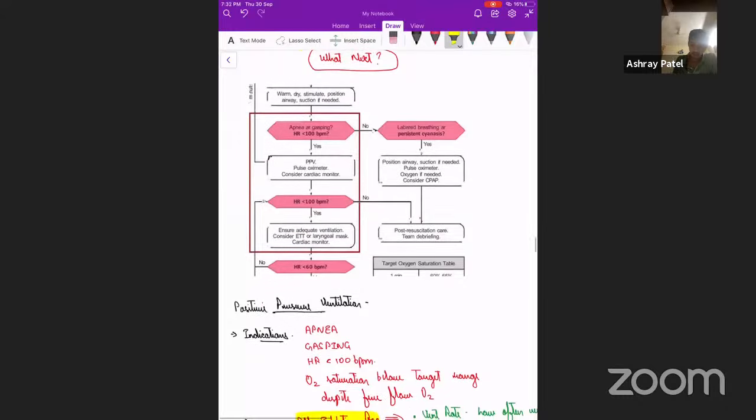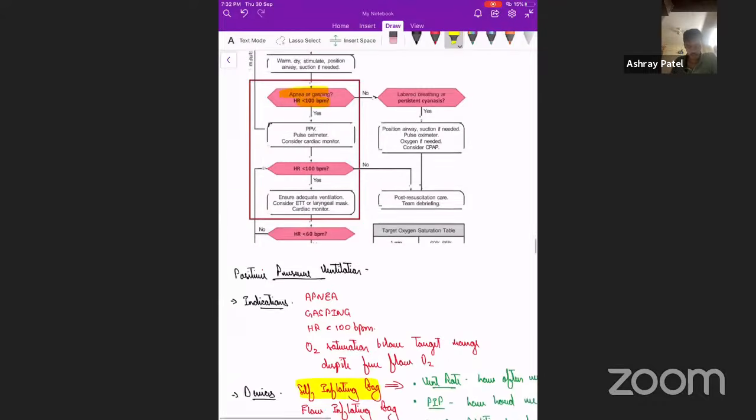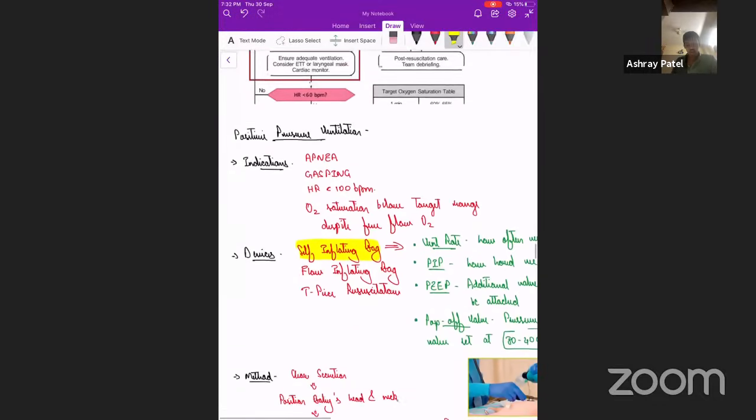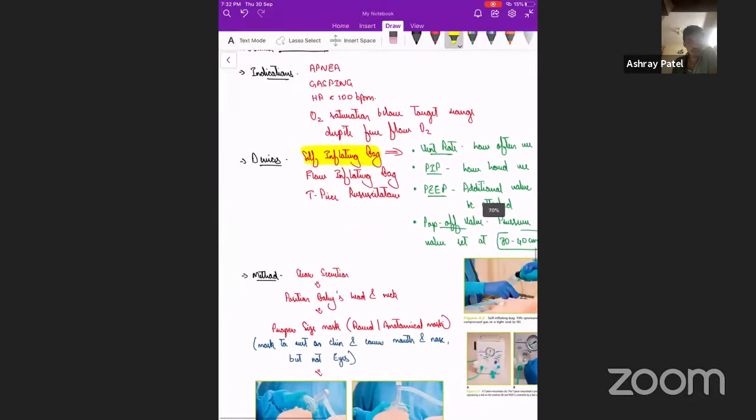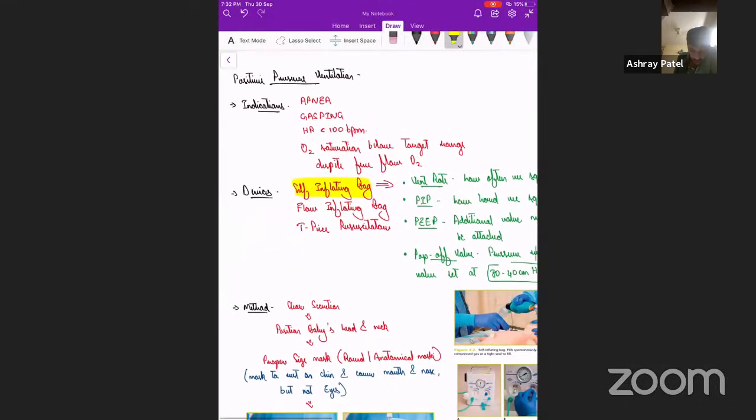If the baby is still apneic, or if the baby is gasping for air, or if the heart rate is less than 100 beats per minute, we go ahead and give positive pressure ventilation. So what are the indications for positive pressure ventilation? One is apnea. Second is if the baby is gasping for air, heart rate is less than 100 beats per minute, and O2 saturation is below the target range despite giving free flow oxygen. These are the indications for positive pressure ventilation.